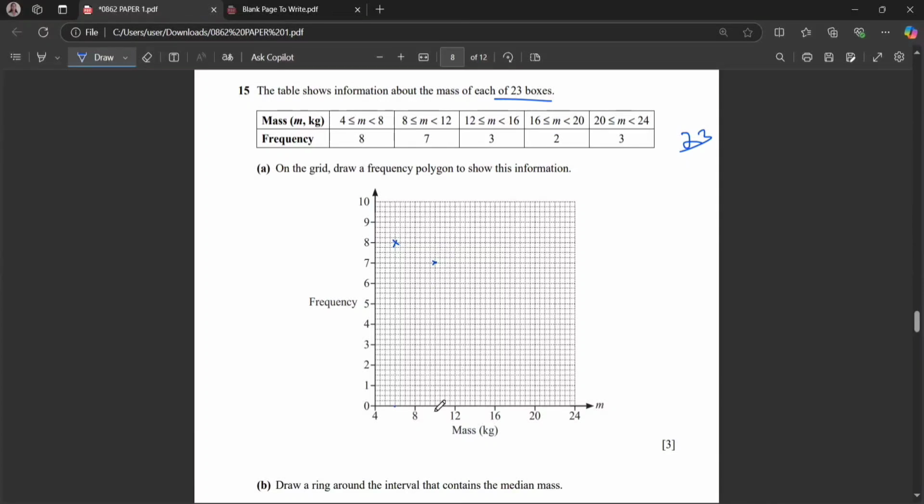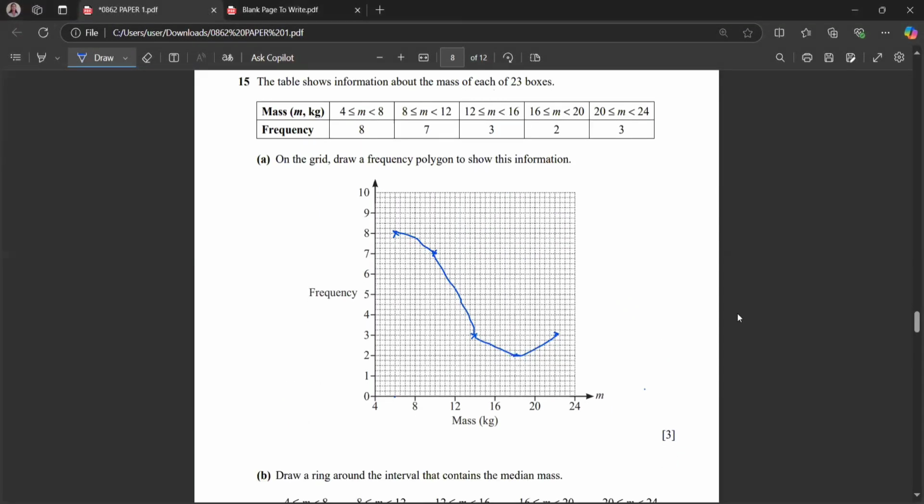I mean, for the 10th value, where x is equal to 10, you will mark y is equal to 7. 12 to 16, it is 3. Then 16 to 20, it is 2. Then 20 to 24, it is 3. Now join these points. This is the diagram. Now on to 15B.